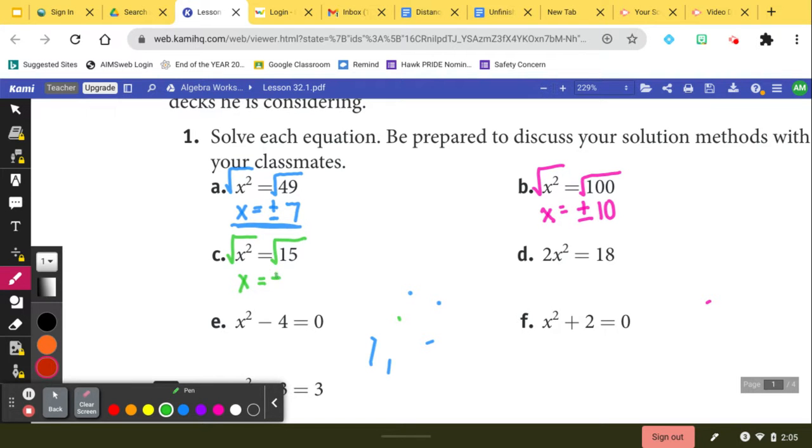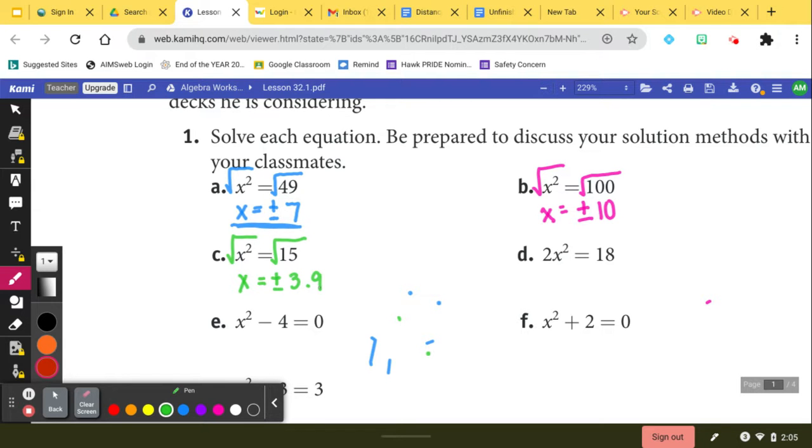Now, 15 is not a perfect square, so we're just going to estimate it to the nearest tenth using a calculator. So the square root of 15 is 3.872. So we're going to round that to 3.9. So the positive or negative version of 3.9, or you could leave it as the square root of 15 if you want an exact answer.